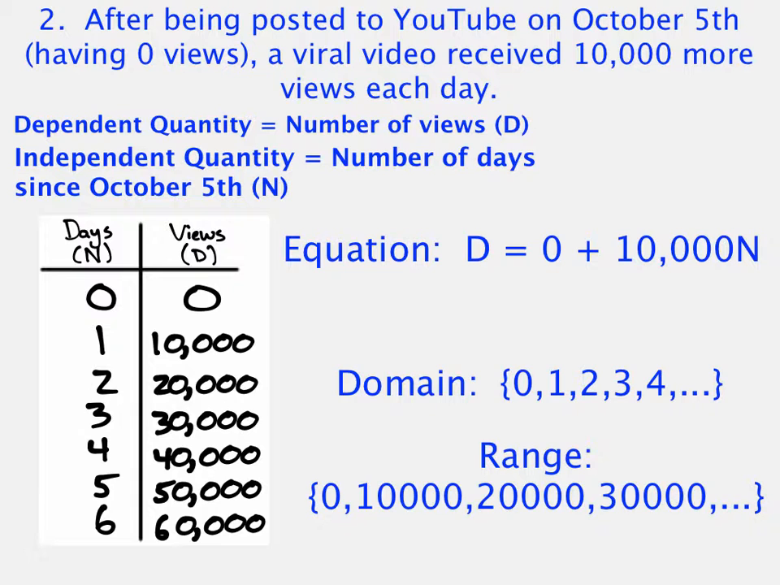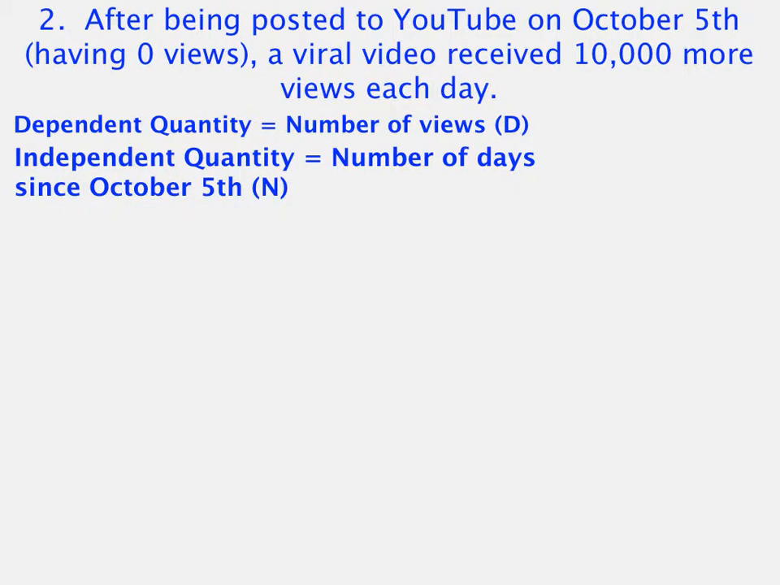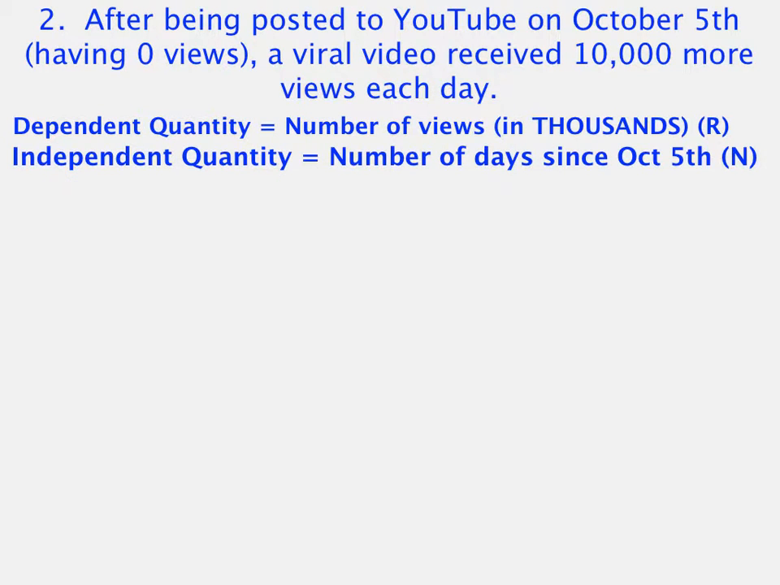I want to introduce another way we could have defined our variables, which would change our equation, domain, and range, but might make things a little easier for us. What if we defined our dependent quantity to be the number of views for this YouTube video, but in thousands? Since we've changed the definition of this quantity, we're going to have to change its variable as well. So let's come up with a new variable, a random one. How about r?